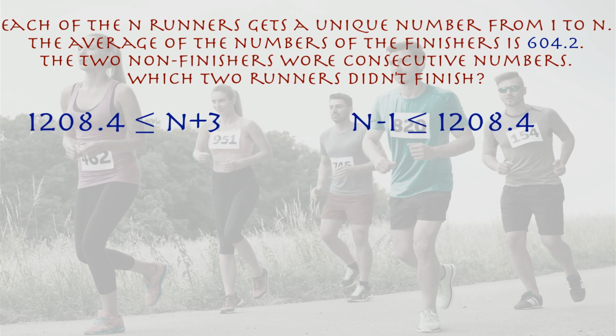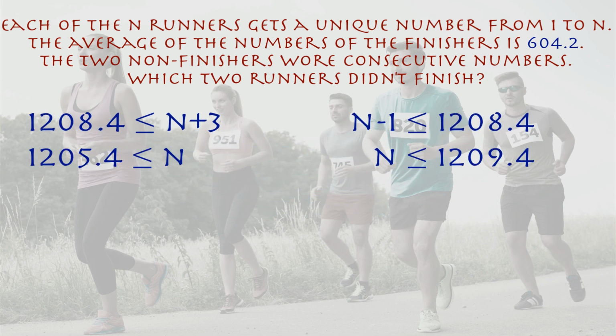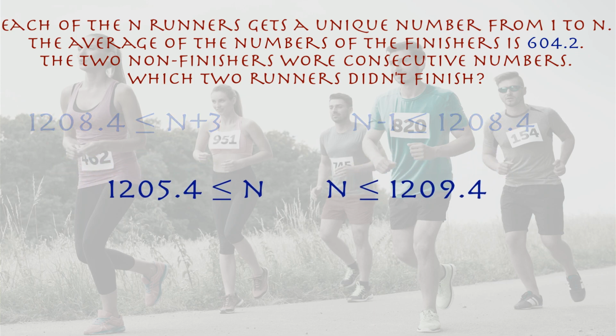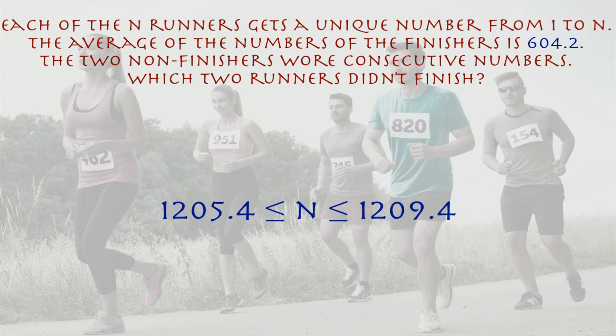It's now easy to solve each inequality for n, and once we do so, we can put these back into a compound inequality to learn some information about n. And remember, n is the number of runners in the race, so n must be equal to 1206 or 1207 or 1208 or 1209.